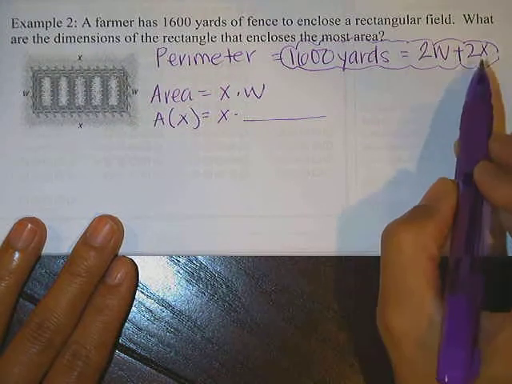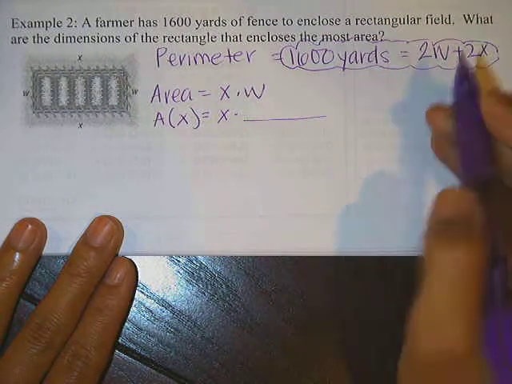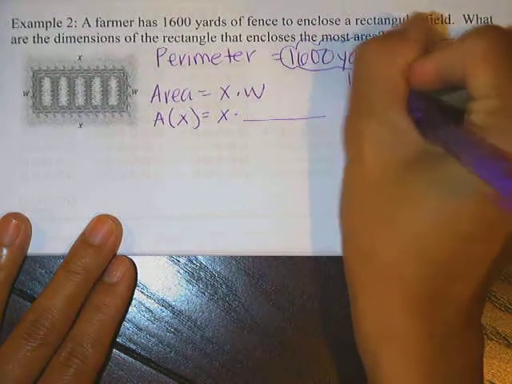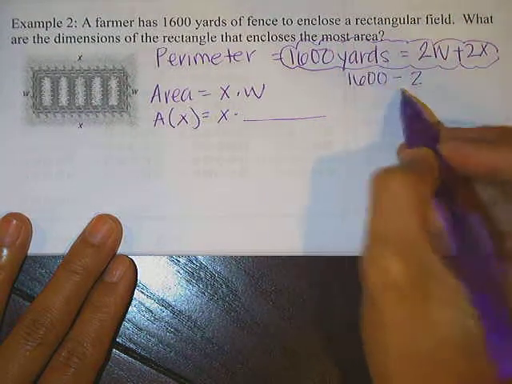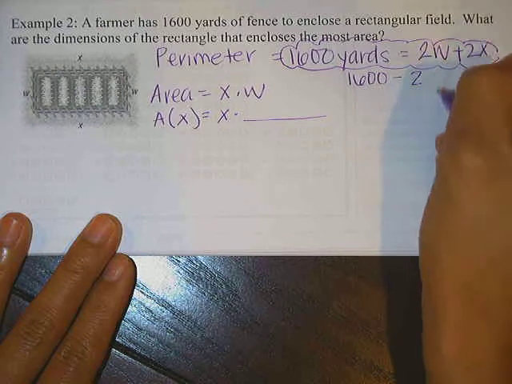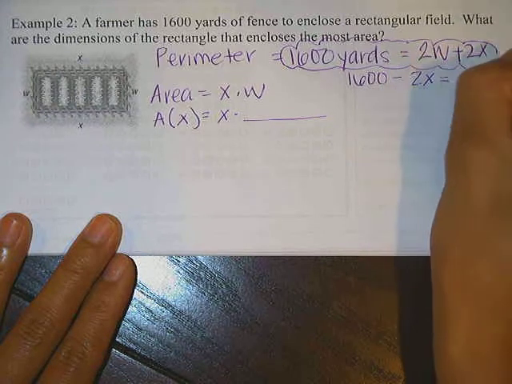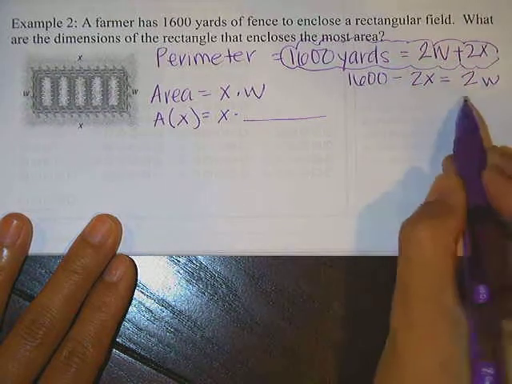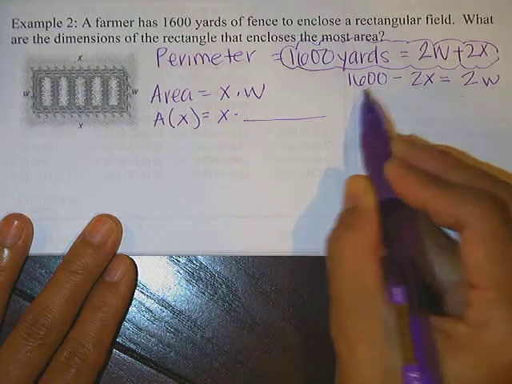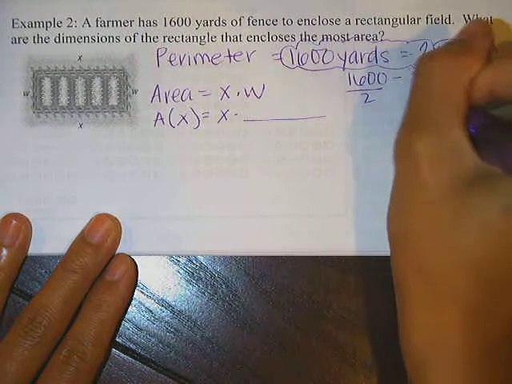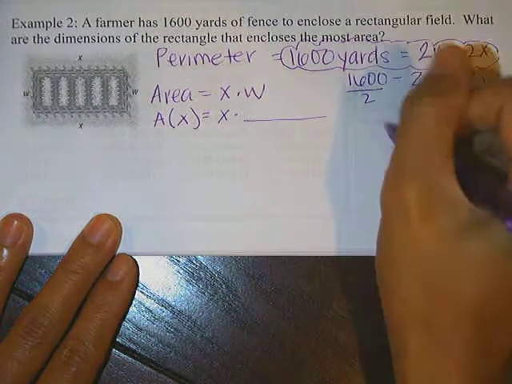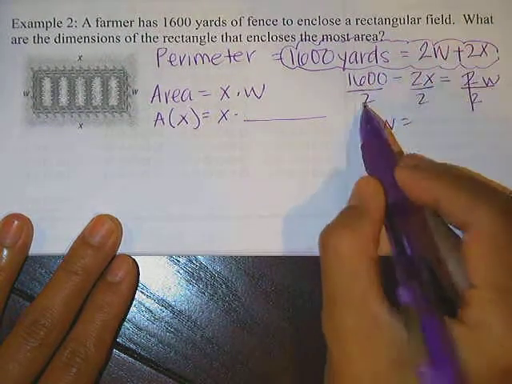So the first thing I'm going to do is subtract 2w from both sides. So 1600 minus 2, subtract 2x from both sides, not 2w. I'm trying to solve for w. So subtract 2x from both sides, so now I have 2w equals 1600 minus 2x. Then I'm going to divide each and every term by 2. So now I have w equals 1600 divided by 2, which is 800.